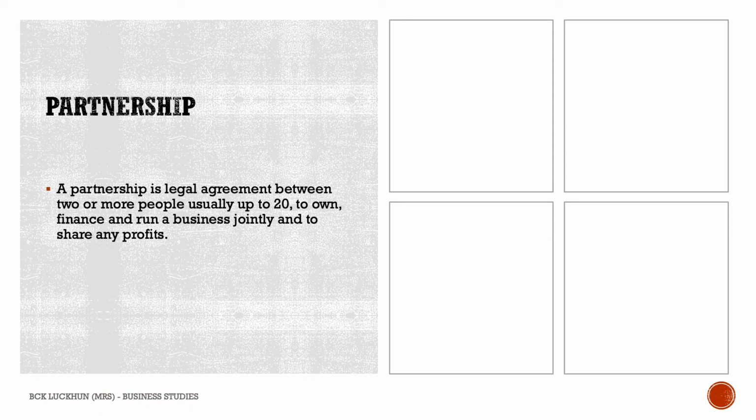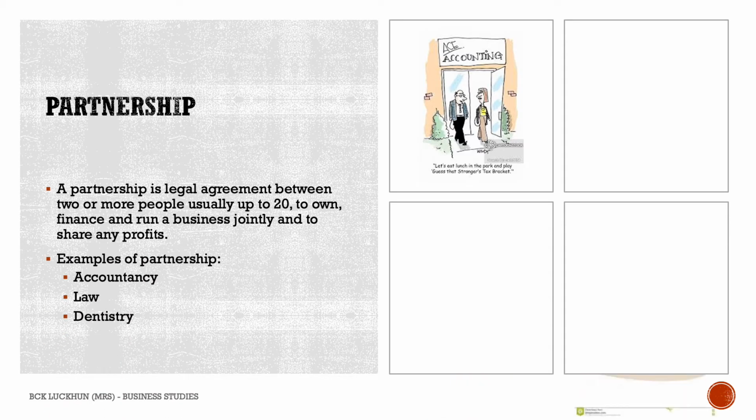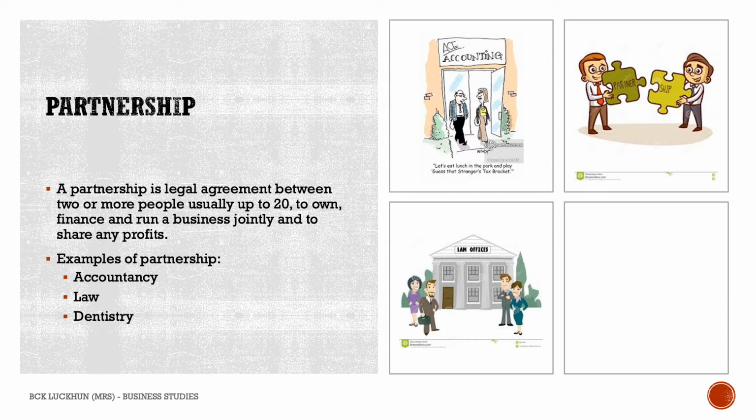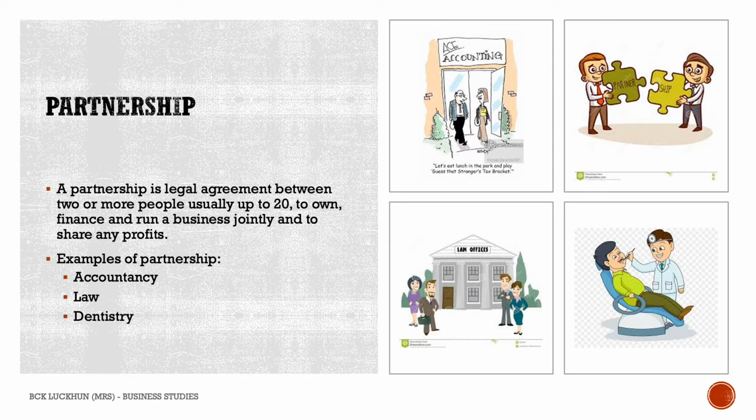Partnership is a legal agreement between two or more people, usually up to 20, to own, finance, and run a business jointly and to share any profits. Examples of partnership are accountancy, law, and dentistry.